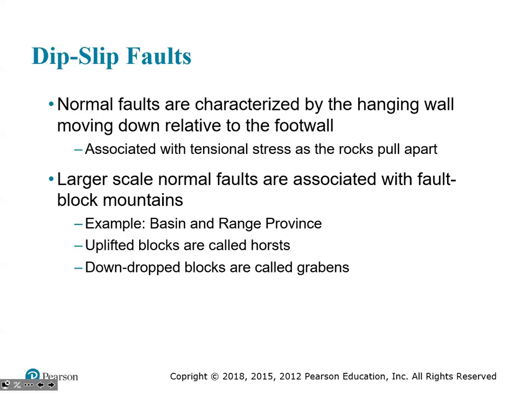So for dip slip faults, normal faults are characterized by the hanging wall moving down relative to the footwall. They're associated with tensional stress as the rocks pull apart. Larger scale normal faults get associated with fault block mountains. So for example, the Basin and Range Province, these uplifted blocks are called horsts, and the downward blocks are called grabens.